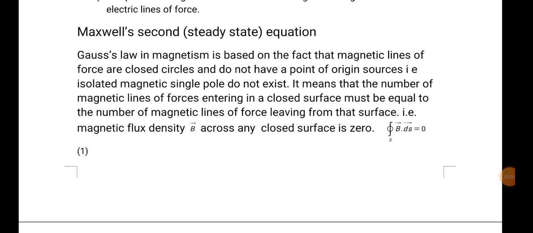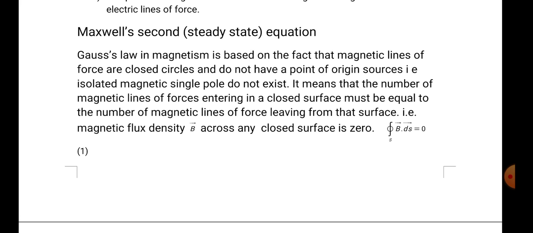Today we discuss Maxwell's second equation, which is based on Gauss's law in magnetism. In previous lectures, we already discussed Maxwell's first equation, which is based on Gauss's law of electrostatics.